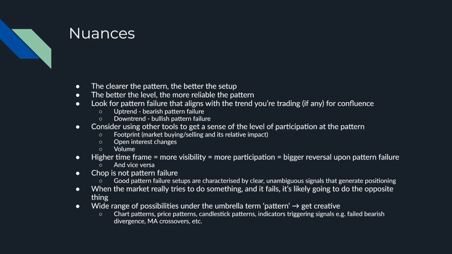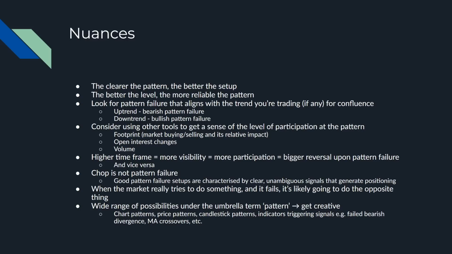Now, you can also consider using other tools to get a sense of the level of participation at the pattern or at the level or at the structure. Some that come to mind, and maybe separate videos on these later, is you can look at a footprint to see the amount of market buying, selling, or delta and its relative impact at those breakdown or breakout points. You can see changes in open interest to see how much fresh positioning has been generated by that pattern. And you can also just look at volume for a bit of simple analysis there.